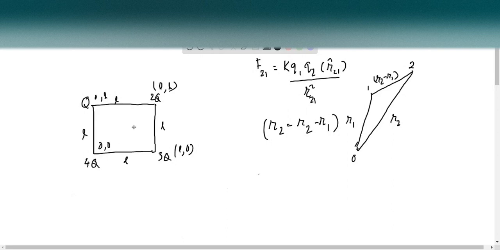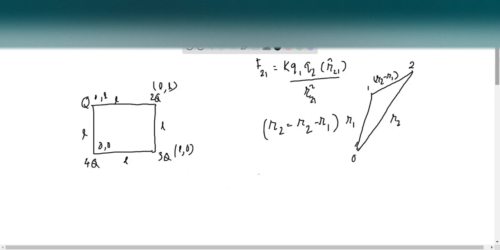Now I have a general formula to calculate force between any two charges. Suppose the position of charge 1 is at R1 and position of charge 2 is R2. There could be any test charges. Now, the force F21 refers to the force on charge 2 due to charge 1. K is the constant, Q1, Q2 are their given charges, and this R21 cap is the direction vector from R1 to R2, and R21 is the magnitude, the distance between these two.